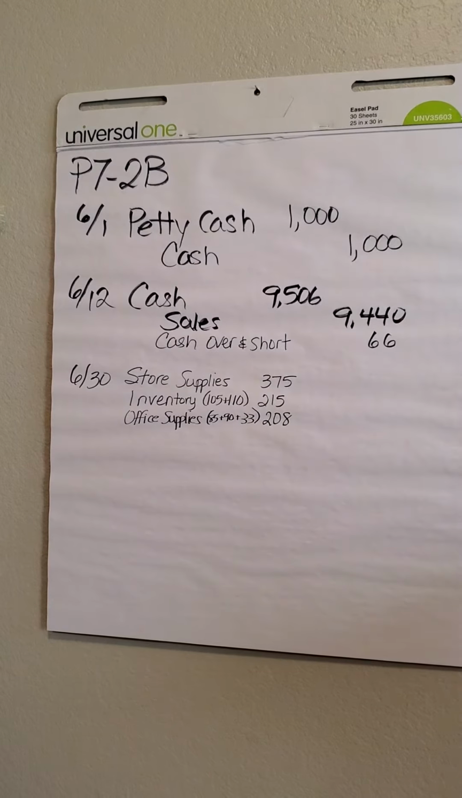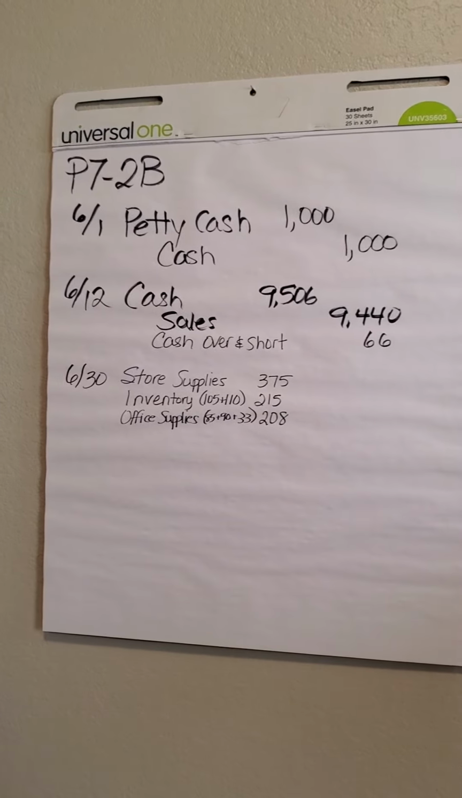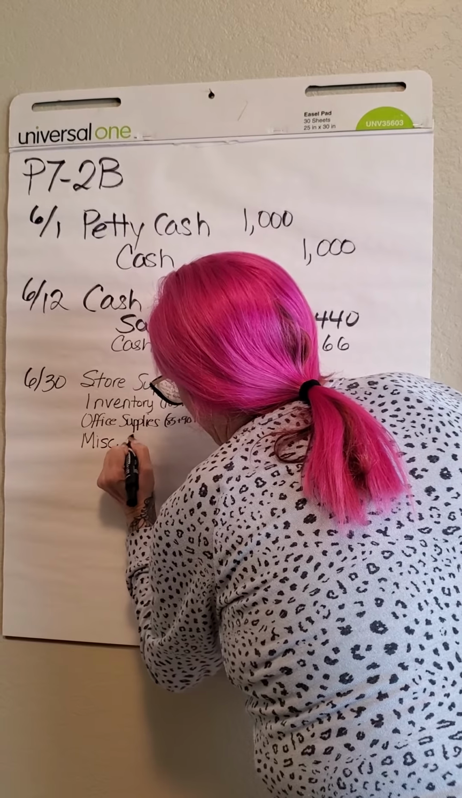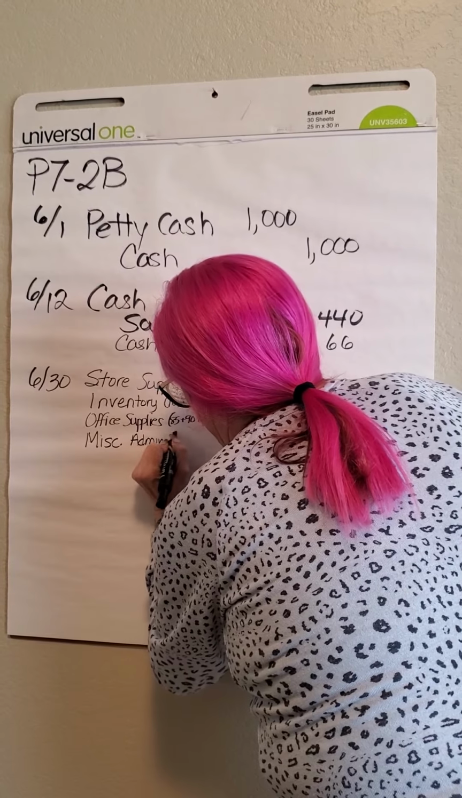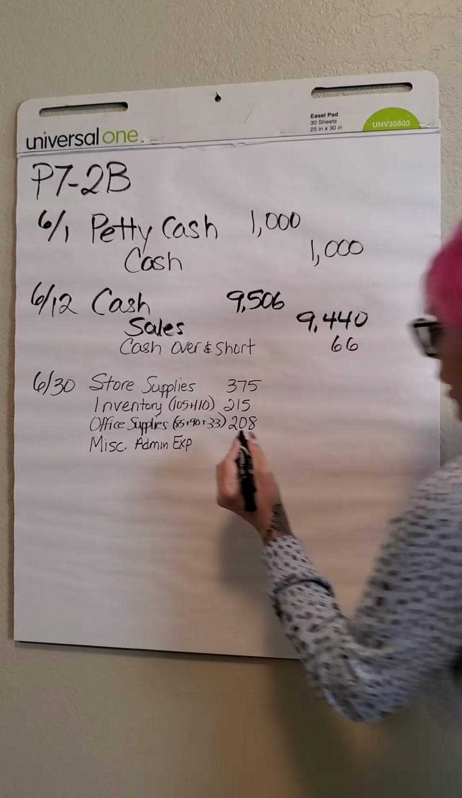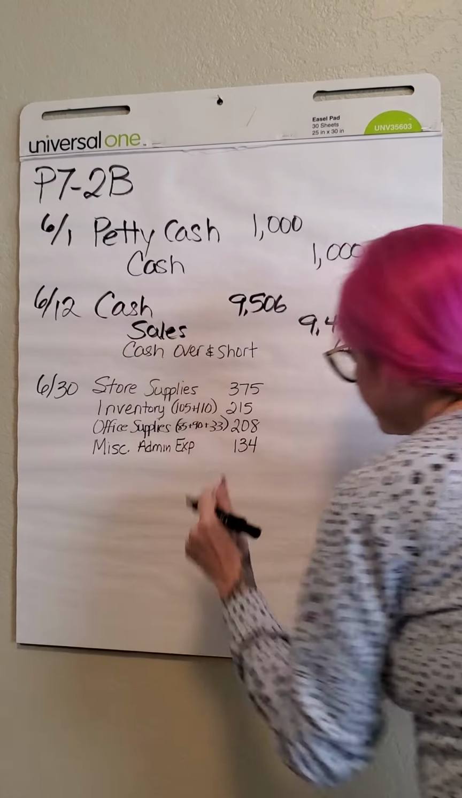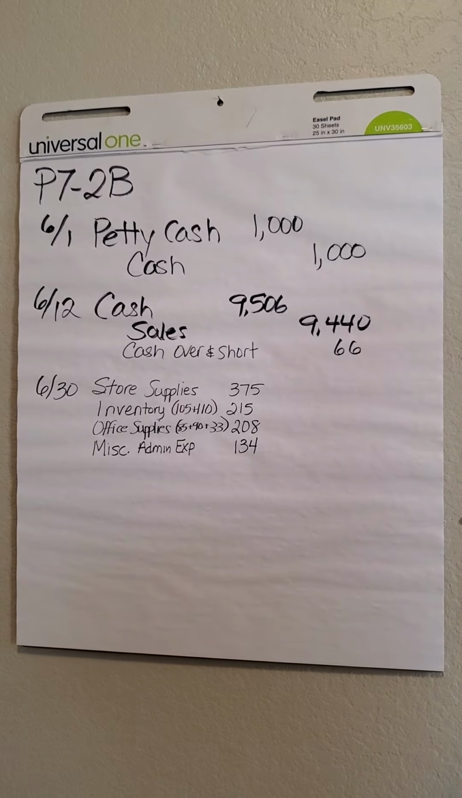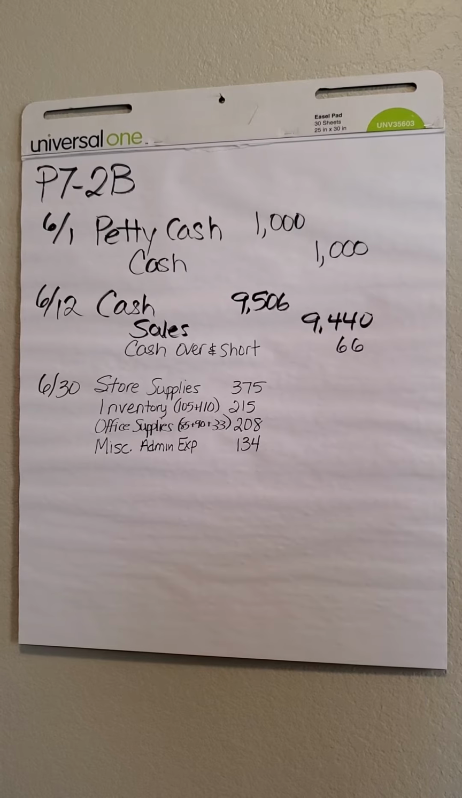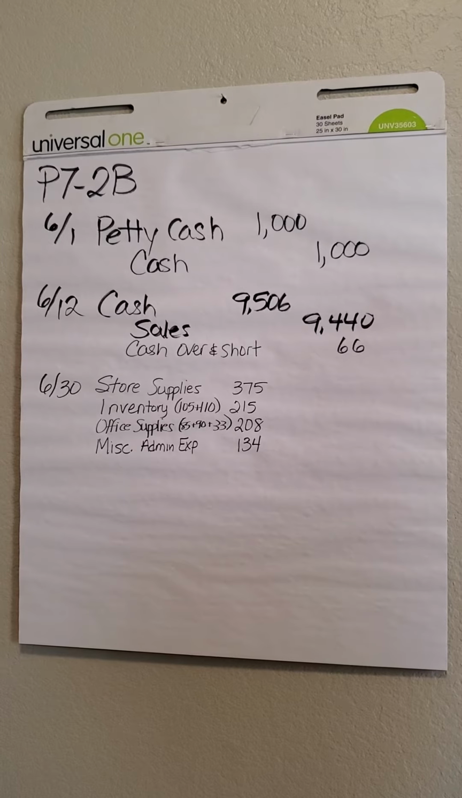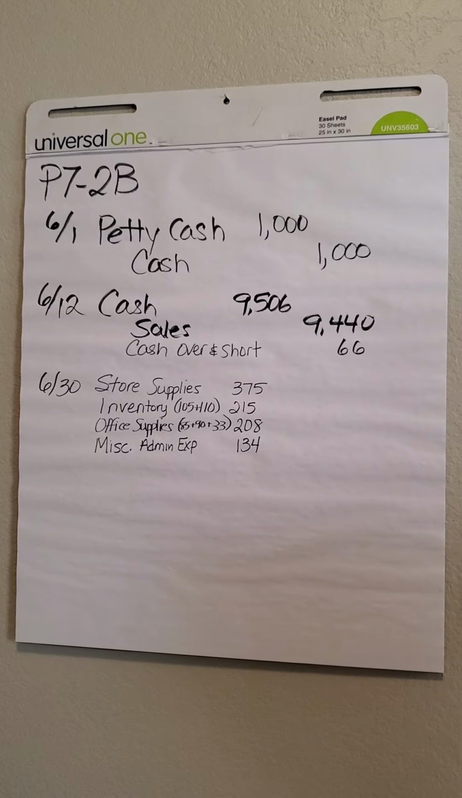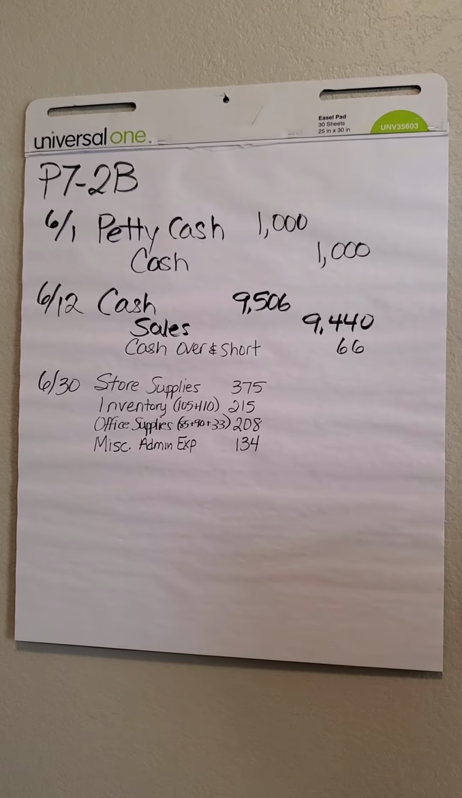And then we've also got miscellaneous administrative expenses. Those were our last three items listed, for $134. That was the repair to the fax for $100, the repair to the office door lock for $25, and then postage due on a special delivery. So that comes to $134.